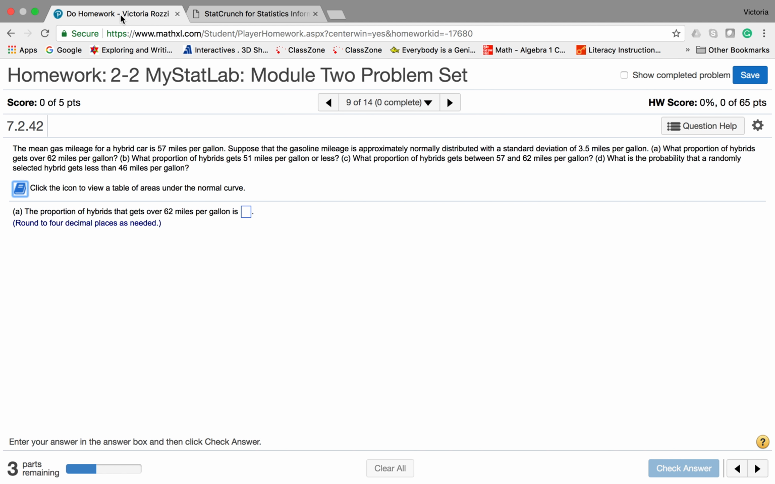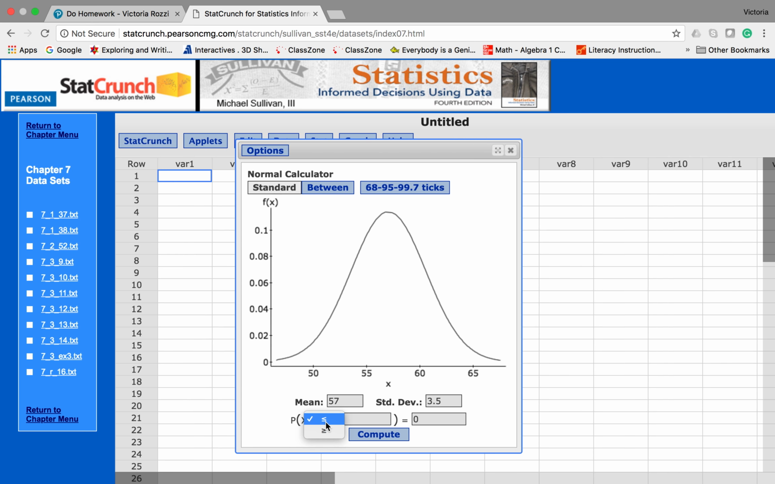Now what we want here is in letter A, and your numbers may be a little bit different in your problem. What MyMathLab does is it generates different numbers for each problem. So you'll just enter your numbers into the computer. What proportion of hybrids get over 62 miles per gallon? If I want over 62 miles per gallon, I'm going to go to my calculator. I'm going to make this a greater than symbol because I want to be bigger than 62. And I want the probability that x is greater than, and I'm going to put my 62 right here. And it's going to give me that probability. It even highlights it here because probabilities are the same as the area that is shaded underneath the normal curve.